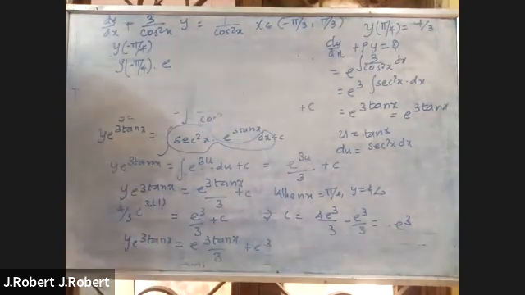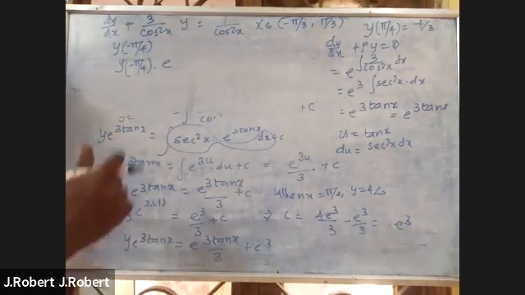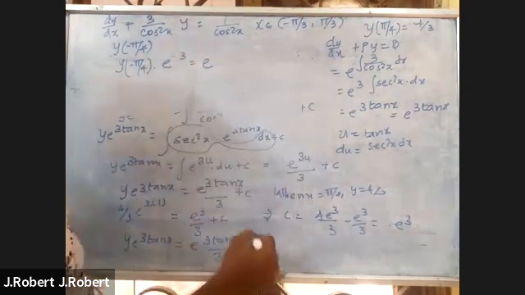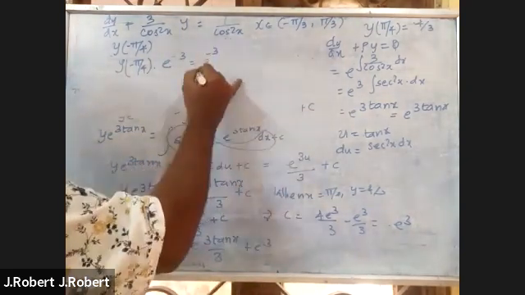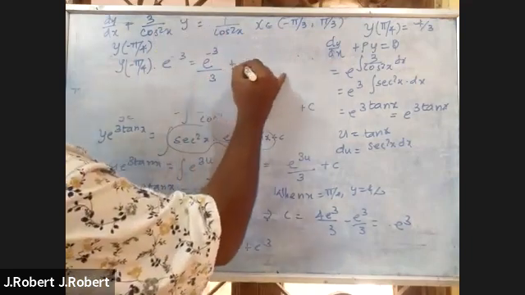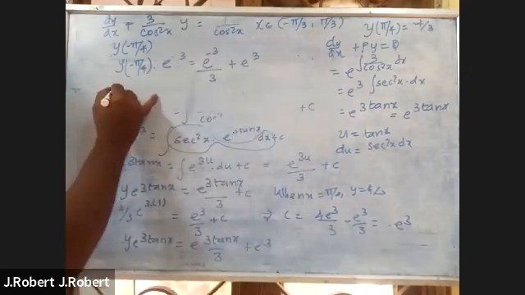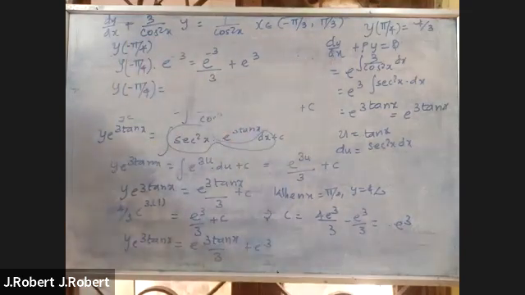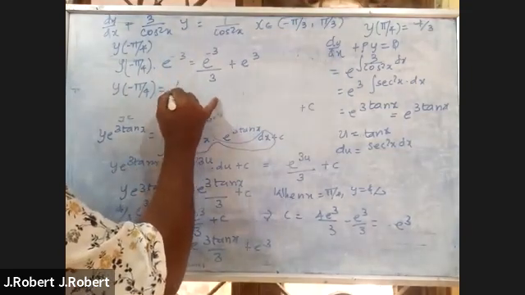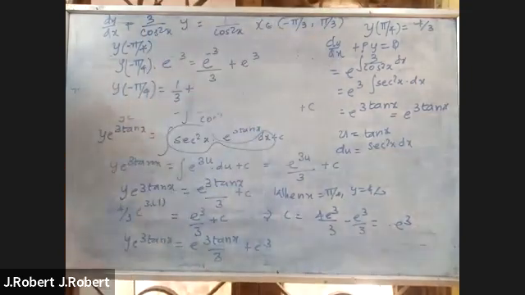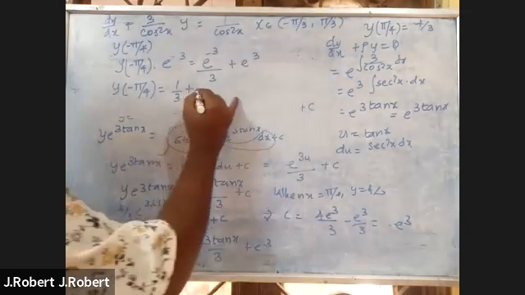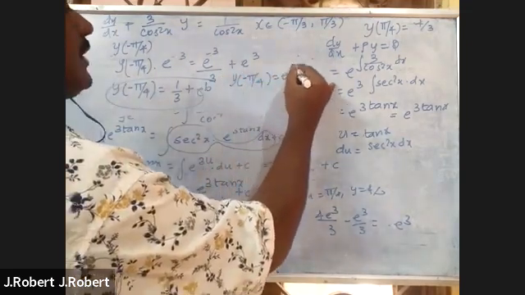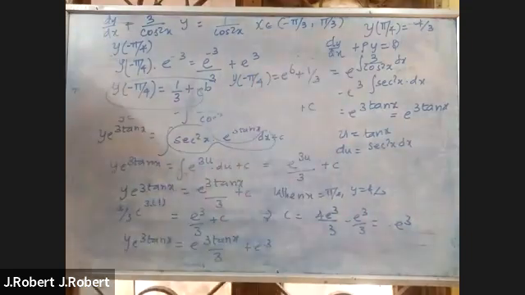Because tan minus theta is minus tan theta, tan minus pi by 4 is minus 1. So 3 times that is minus 3. Similarly, e power 3 tan x with tan minus pi by 4 equal to minus 1 gives e power minus 3 by 3 plus e power 3. Now y of minus pi by 4, dividing throughout by e power minus 3, equals 1 divided by 3 plus e power 3 times e power 3, which is e power 6. Therefore, the answer for y of minus pi by 4 is e power 6 plus 1 by 3. Please take down.